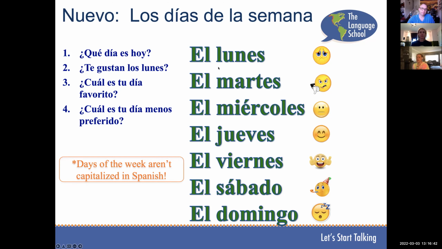Fíjense, I told you that I would point out when we came across a word that ended with an a that was masculine. And here we have one. Día, day, is masculine. It ends with an a, but it's a masculine word. That's why it's el día or los días. And that's why we have the article el before all of the days of the week. Okay? Take turns asking each other these questions.